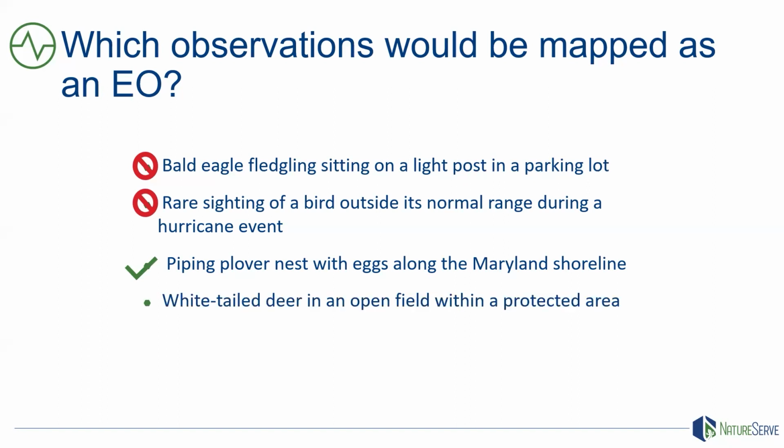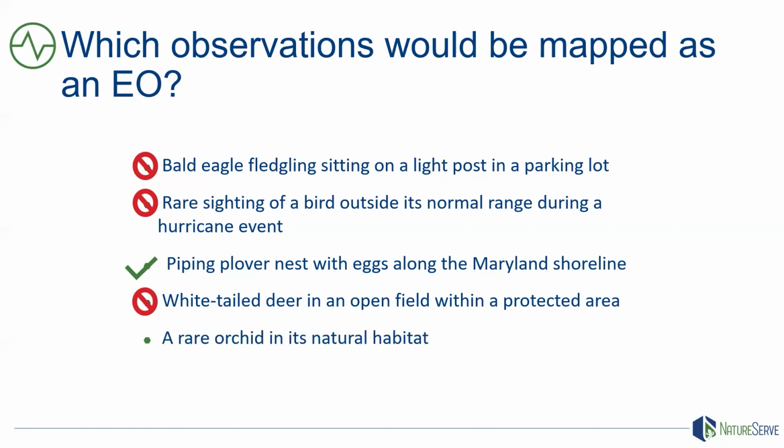A white-tailed deer in an open field within a protected area like a state park? No. The white-tailed deer would not be mapped as an EO because it is a common and secure species, and NatureServe and our network programs do not track and map the locations of common, secure species. We focus on mapping rare, at-risk species and declining species.